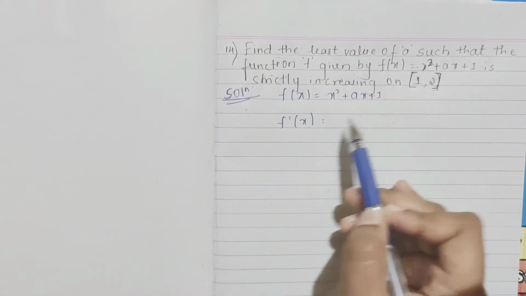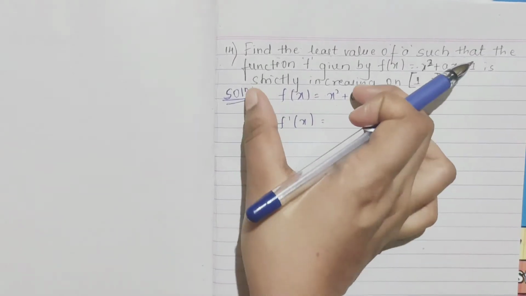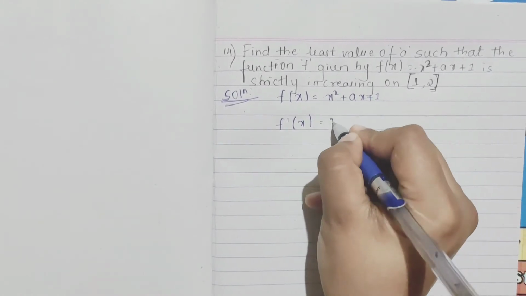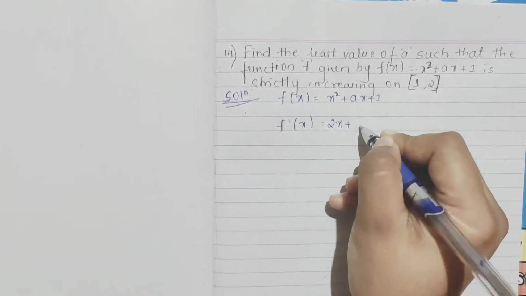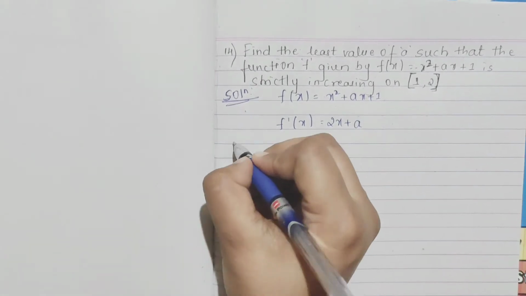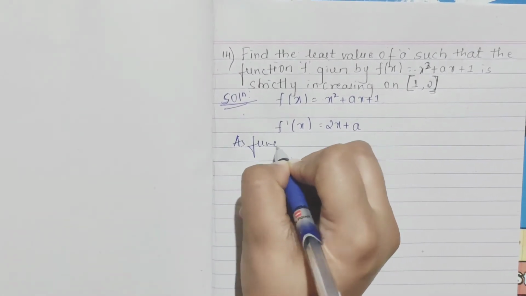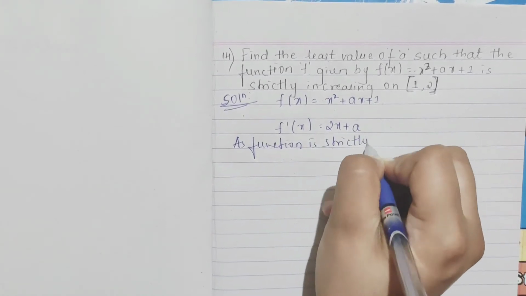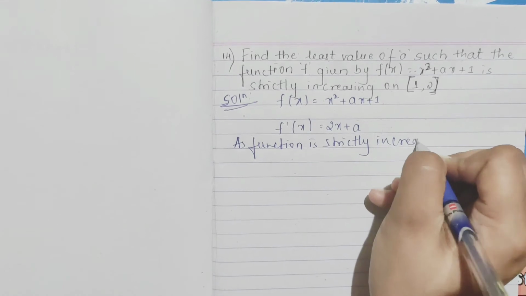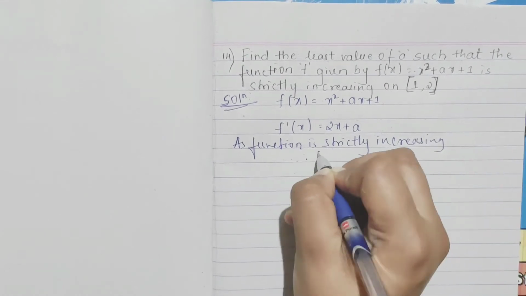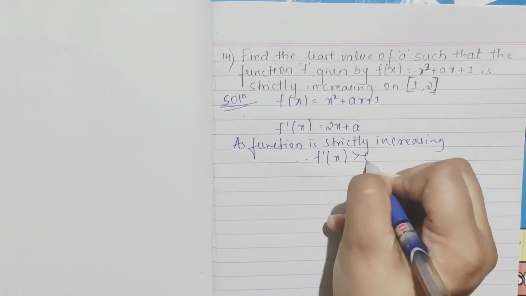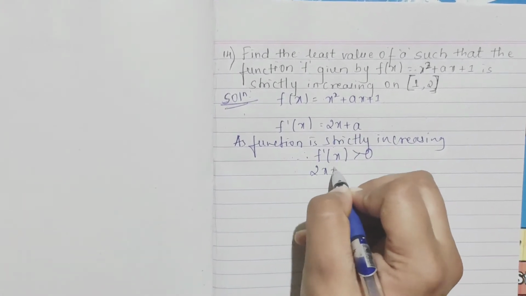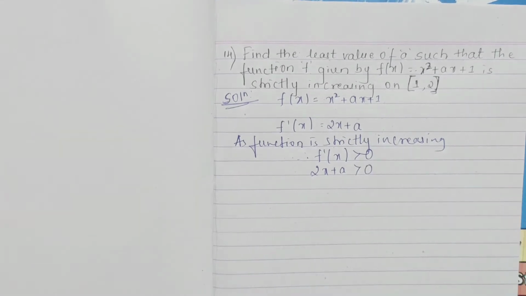f of x they have given. You have to find f dash of x because they have said it is strictly increasing. So f dash of x: x square differentiation is 2x and ax differentiation is a. As the function is strictly increasing, f dash of x is positive. So f dash of x, 2x plus a, is greater than 0.